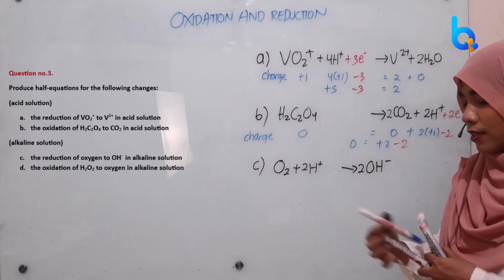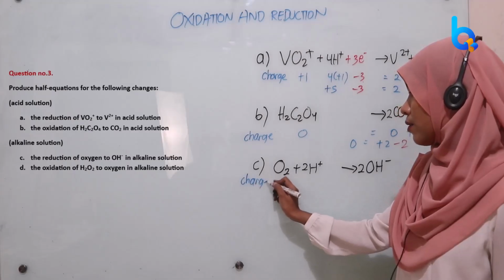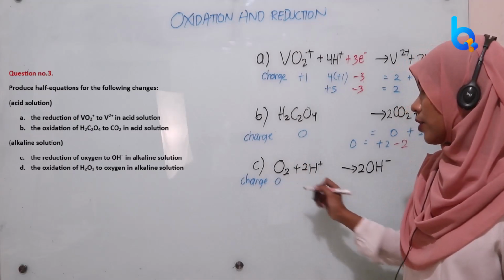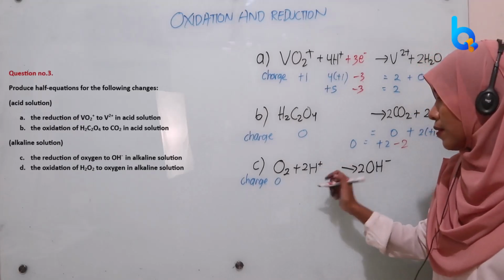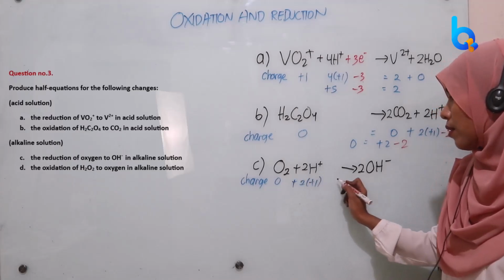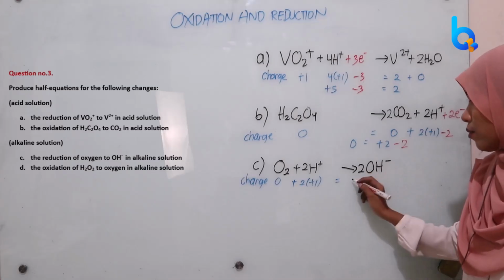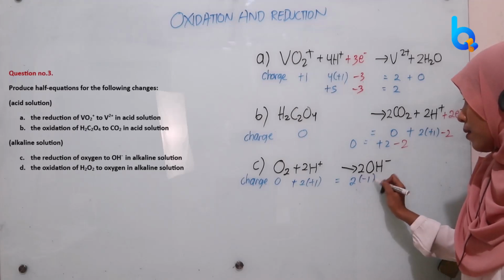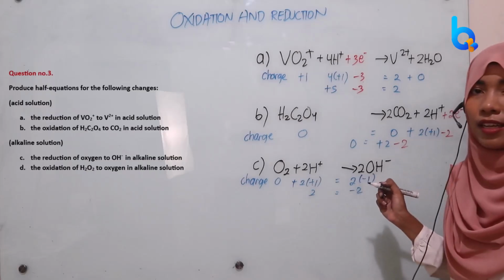Now on step 4, we have to balance the charge. So oxygen, no sign here, right? So the charge will be 0. Here we have positive 1, but there are 2, so it means 2 times plus 1, equals to, we have minus 1 here, and then there are 2 times minus 1, so it will become 2 equals to minus 2, yeah, doesn't make sense, right?